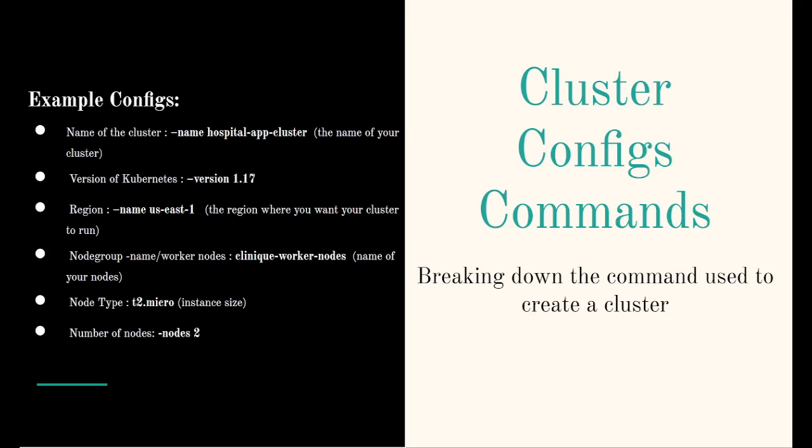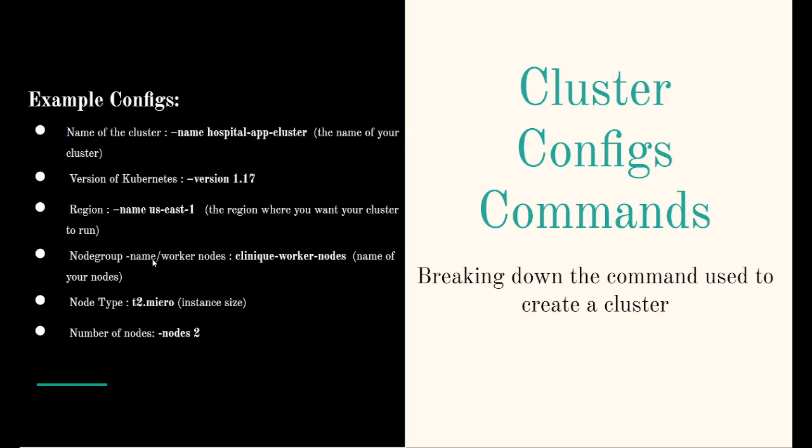So cluster configs commands is breaking down the commands used to create the cluster. The command is pretty long, so here I'm just breaking it down for you. Name of the cluster. I'm going to call mine hospital app cluster, because it's for a hospital. That means an application deployed for the doctors. And here we have the version 1.17 and the region, the name of the region, you remember that's the one we got at the beginning, and the node group, the name and the worker nodes.